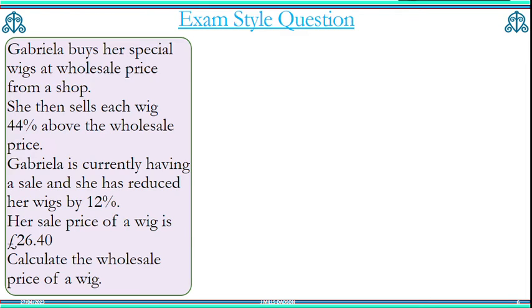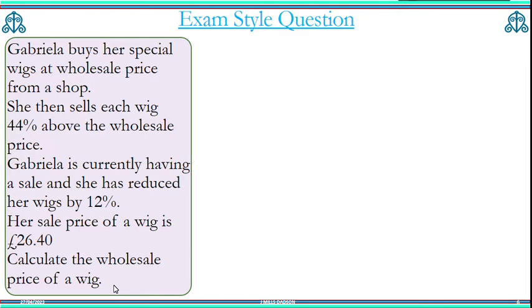Now, there are different ways you could do this. I'm going to use the multiplier method to do this. You can either find out the multiplier that will represent these two successive percentages and do a reverse percentage on £26.40, or you can reverse it step by step. So I'm going to go by the step by step method so that people will understand what I'm doing. First, I'm supposed to calculate the wholesale price of the wig. So the wholesale price is actually the original price.